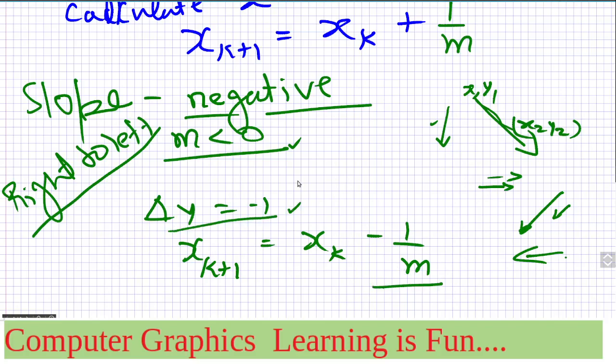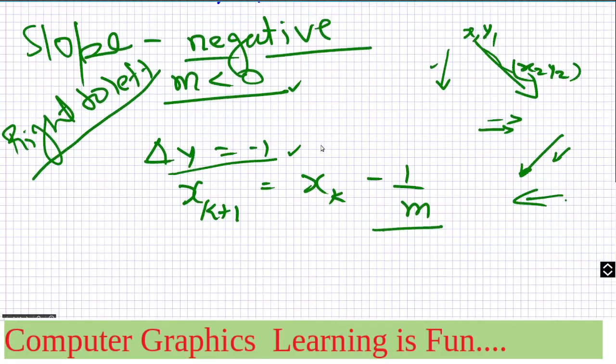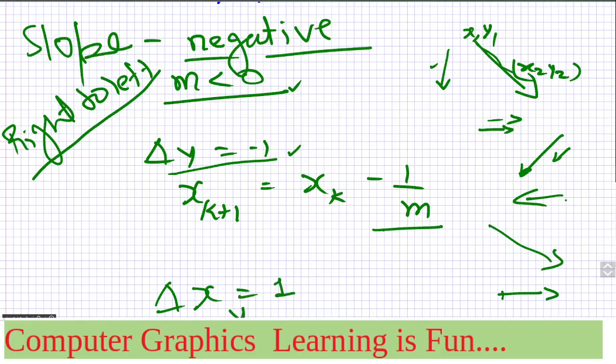If it is the case that we are just having the negative slope but we are moving left to right, in that case you can see we can move the x value, right? In that case you will have delta x is equal to 1, and the y-intercept yk plus 1 will be yk minus m, isn't it? Y will keep on decreasing and x will keep on increasing.